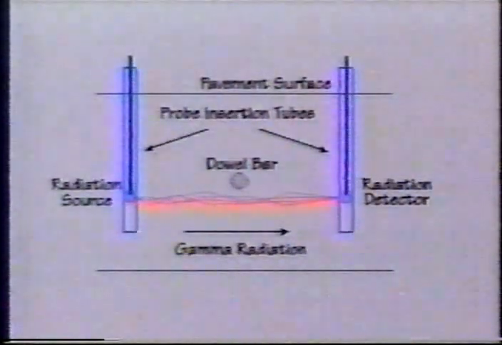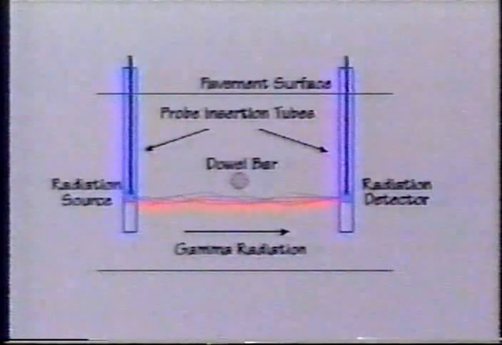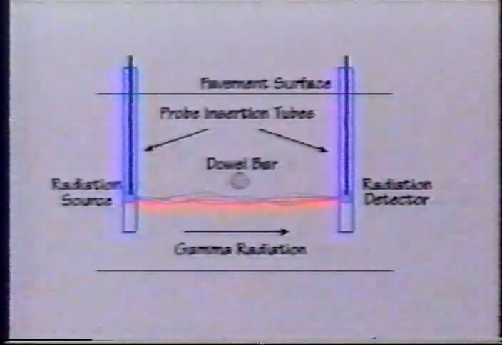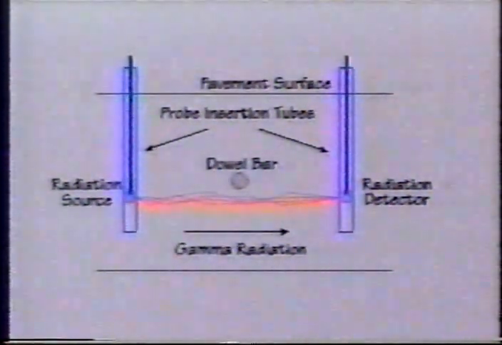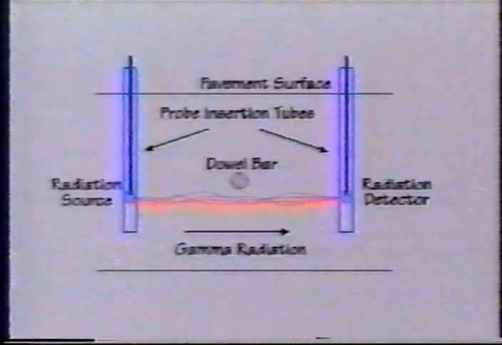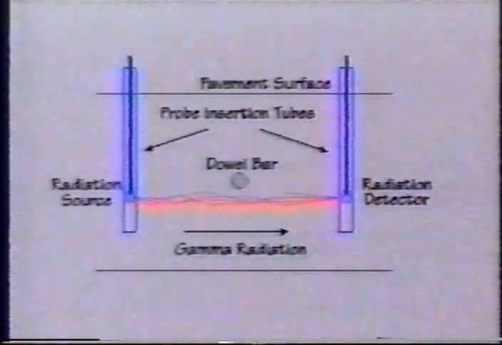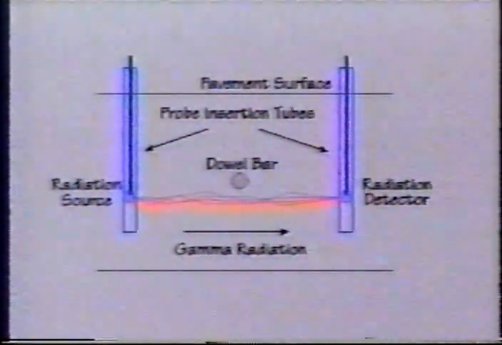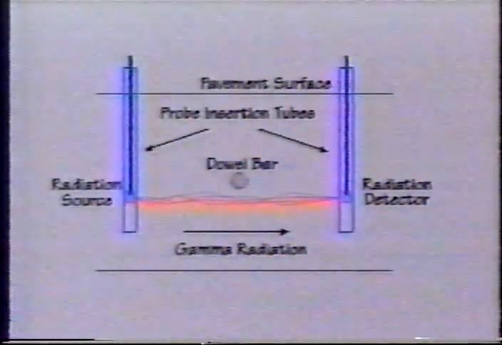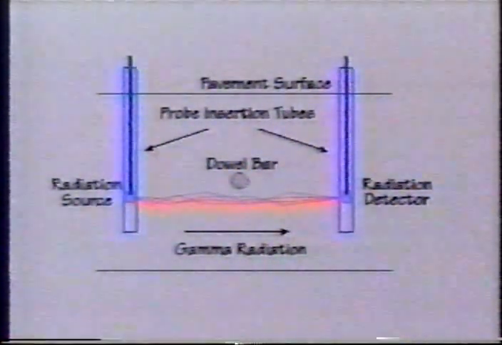The advantage of twin-probe gauges is that they can determine the density of horizontal strata of concrete by positioning the radiation detector below the pavement surface at the same elevation as the radiation source. Thus, they can detect concrete density at the bottom of the slab or under reinforcing steel or dowel bars. Conventional single-probe gauges cannot do this.